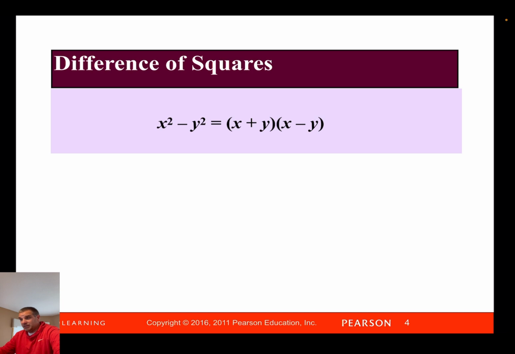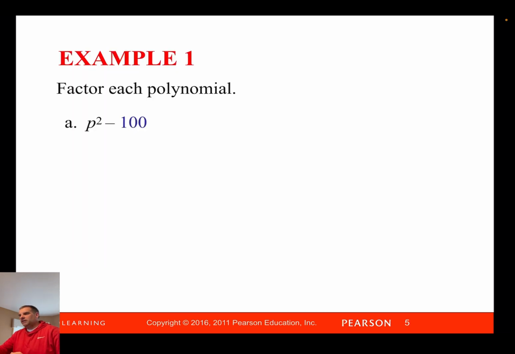How do you find x and y? My pencil's not charged enough. My pencil's at 0%, so it's charging right now, and that's not going to do me any good. So the x squared minus the y squared is just going to be in this form. How do you find the x and the y values? I find the x and the y values by taking the square root of each of them.